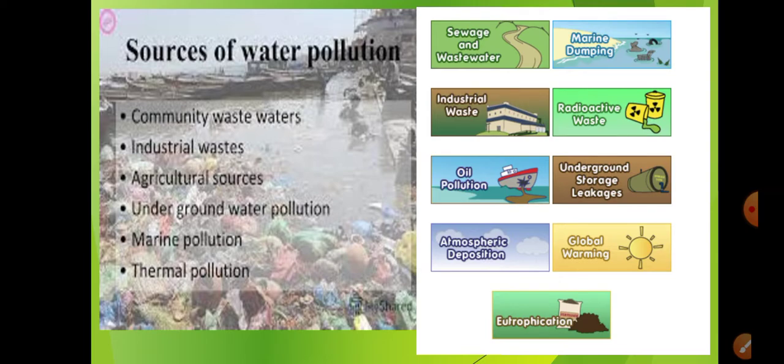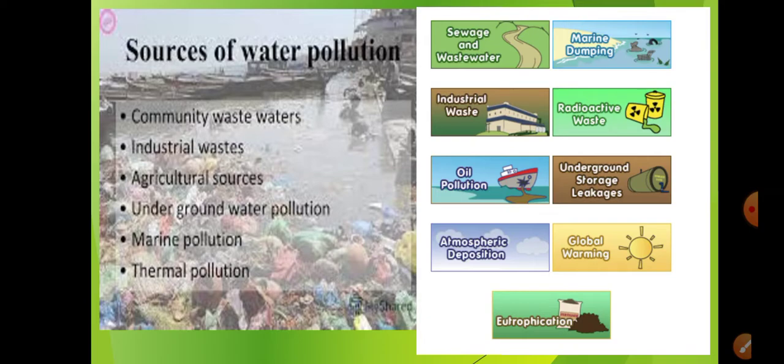Next one, global warming. As you know, global warming is a very vast and very hot topic. In today's world we discuss global warming each and every day, and everywhere we see this topic, right? How it is causing water pollution is that, in the context of global warming, we mean there is an increase in the temperature of the whole globe or the whole earth, and this is happening because of different types of pollution.